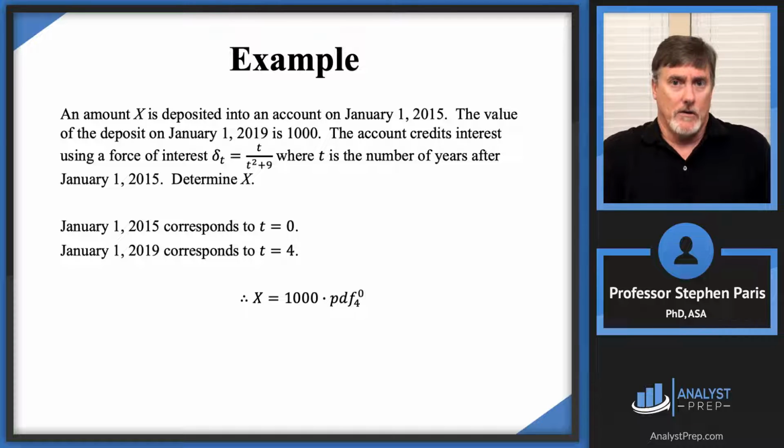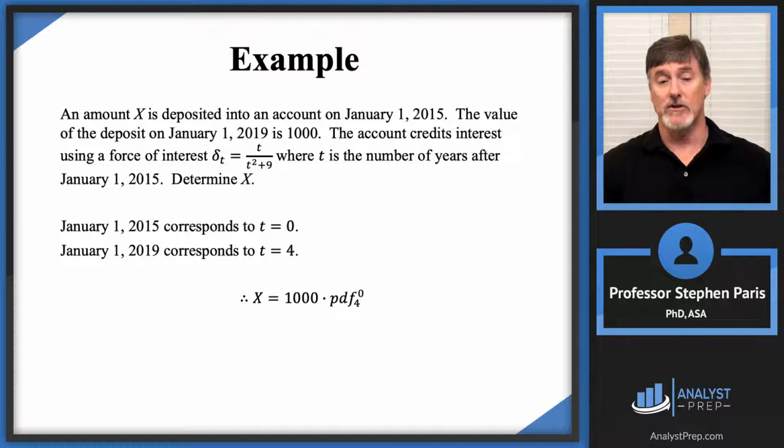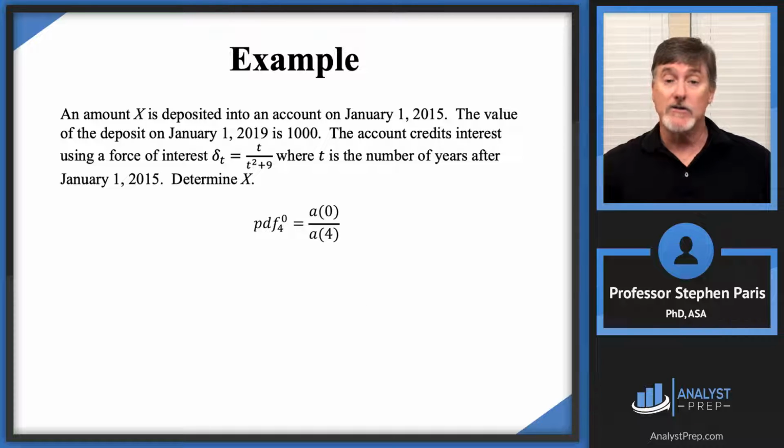And so my equation that I'm trying to solve is that cap x is 1,000 times the periodic discount factor from time 4 to time 0. So the question is, well, what's that periodic discount factor from time 4 to time 0? And I actually know that in terms of accumulation functions as a of 0 divided by a of 4. So if I knew what the accumulation function was, then I would be able to solve this. Now the numerator is a of 0. I know that value is 1. So really it's just a of 4 that I really need to know.